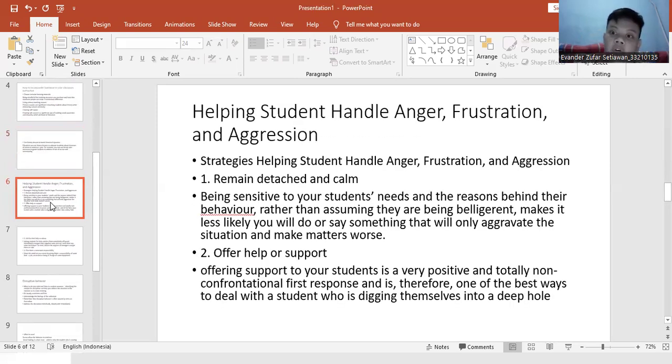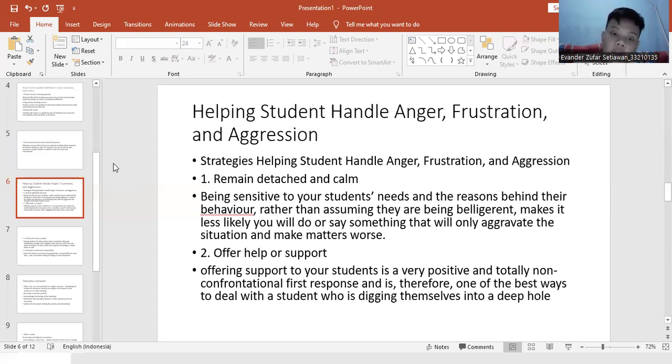Helping students handle anger, frustration, and aggression. Strategies: 1. Remain detached and calm. Being sensitive to your student's needs and the reasons behind their behavior, rather than saying they are being belligerent, makes it less likely you will do or say something that will only aggravate the situation and make the matter worse.